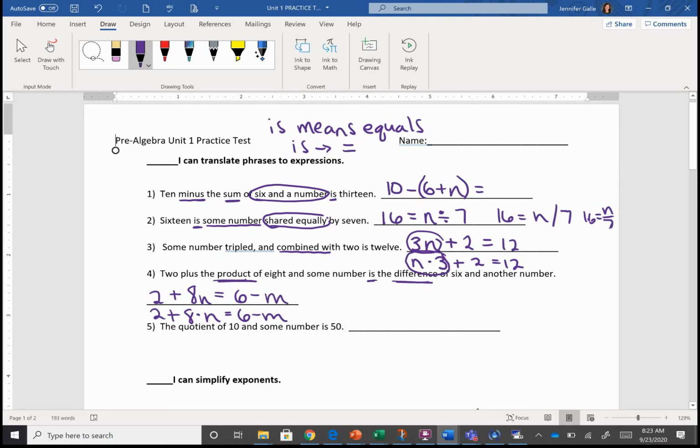Last but not least, number 5, the quotient of 10 and some number. If we have to look up quotient, it means we're going to divide. Yep, we're going to divide. So 10 and some number. Again, the division, you could do the little division sign. You could do a slash. You could make it a fraction. Yeah, that's what I did. Is 50. Please don't write it all 3 ways. I'm just writing the 3 different ways you could see.